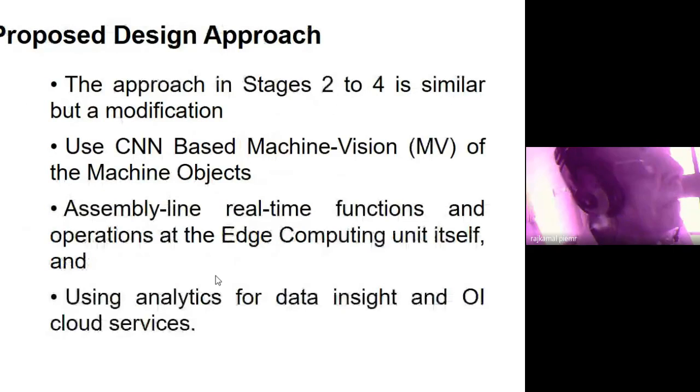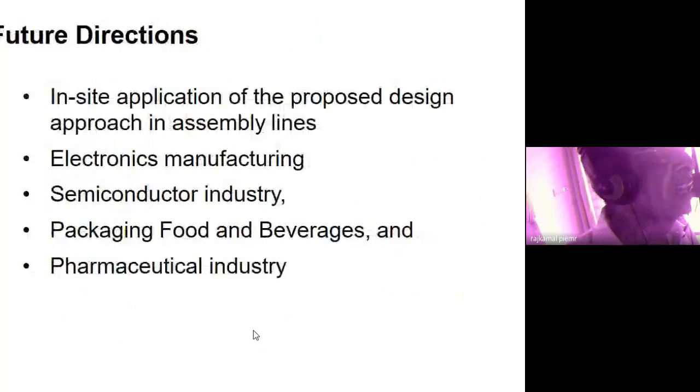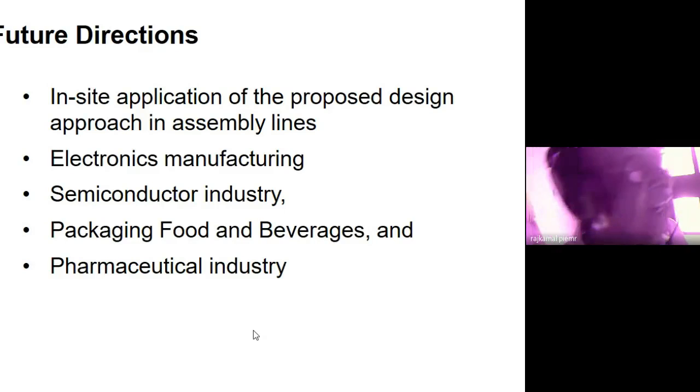Now, the proposed design in this paper differs in that we are proposing the use of CNN based machine vision in the assembly line real-time functions, so that we get better analytics and we get better operational intelligence cloud services there. Now, future directions can be that applications of the proposed design can be in the electronic manufacturing unit, semiconductor unit, or packing unit, beverage unit, and the pharmaceutical industry unit.